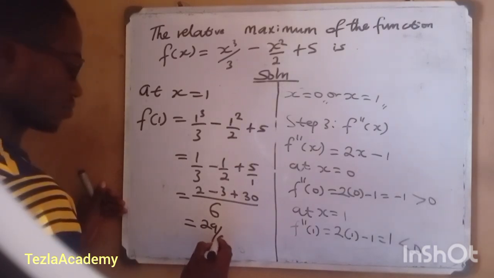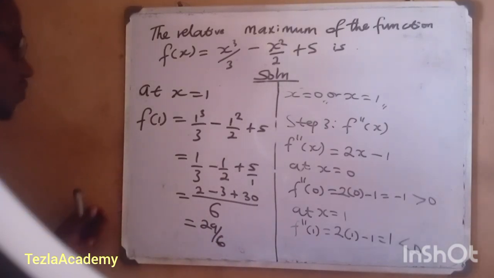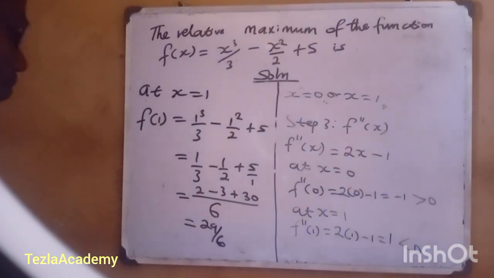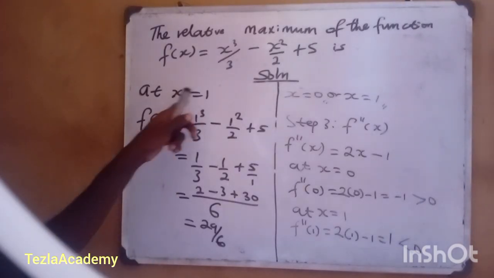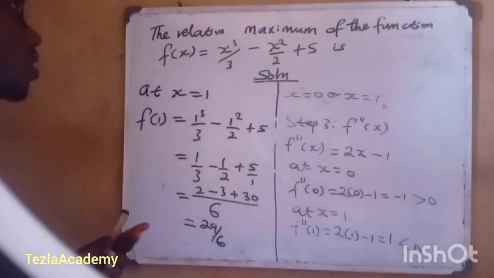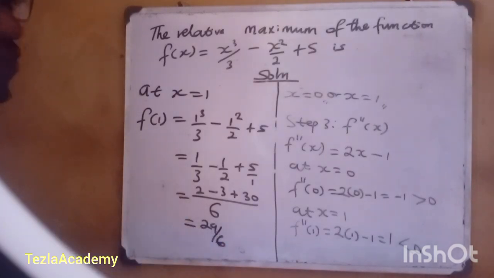So this is the maximum value of the function f of x. And the point at which it occurs is x equals to 1. So the relative maximum point is 1, 29 over 6.